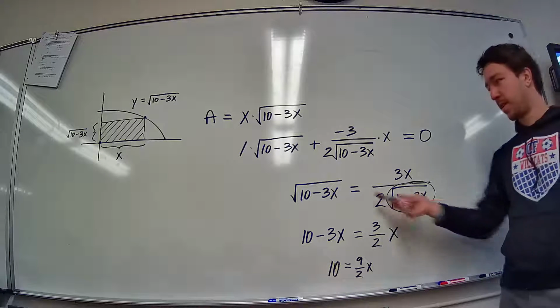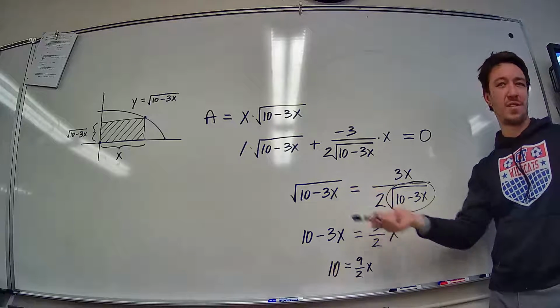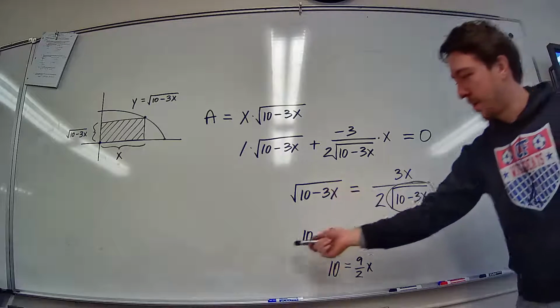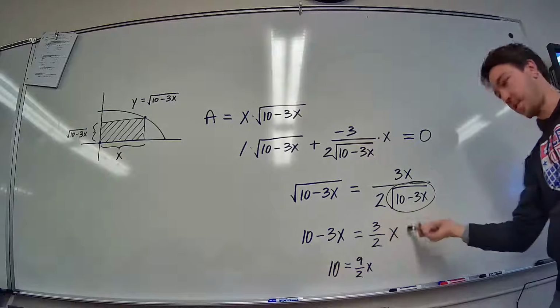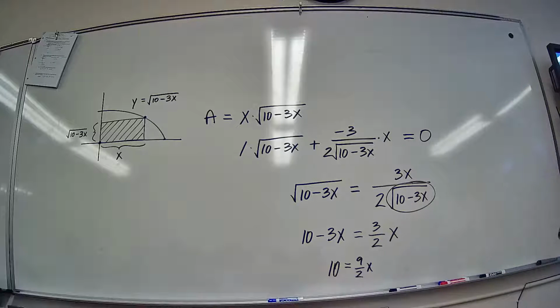Or, I mean, you could have sent the 2 over with him. Maybe that would have made it easier. Yeah, for sure. You send the 2 over with him, there'd be a 2 times the quantity of this. You'd have 20 minus 6x. Add the 6x over, have a 9x. That's it, of course. All right.